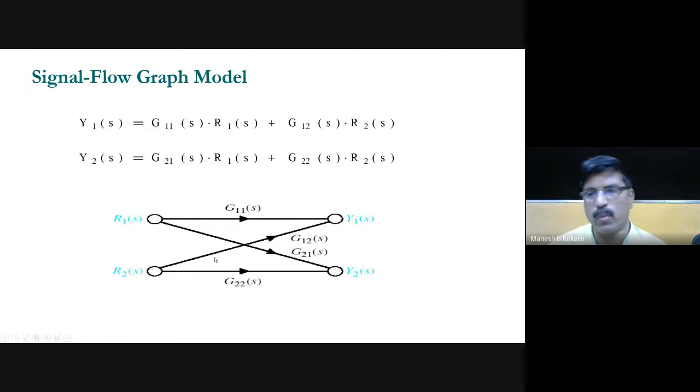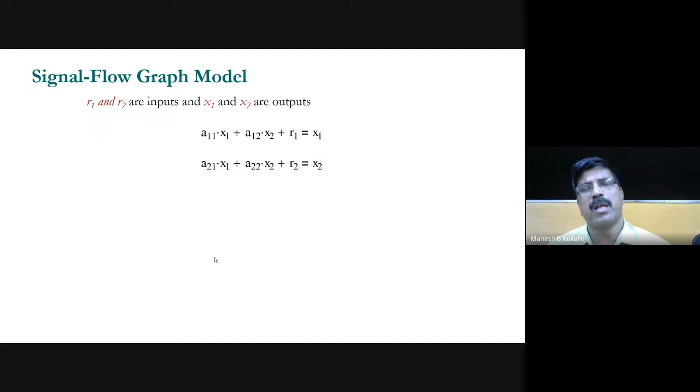So in this way, we can construct the signal flow graph from the given mathematical equation or given mathematical model of physical systems, right? I hope that you have understood how to obtain the signal flow graph from the given mathematical equations, right? Now, can you do this one?